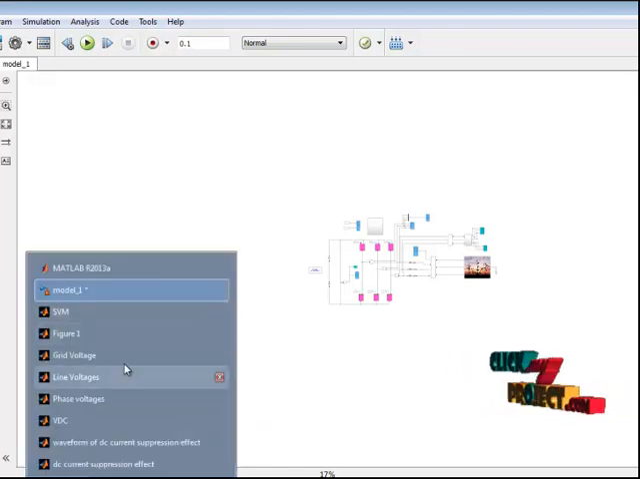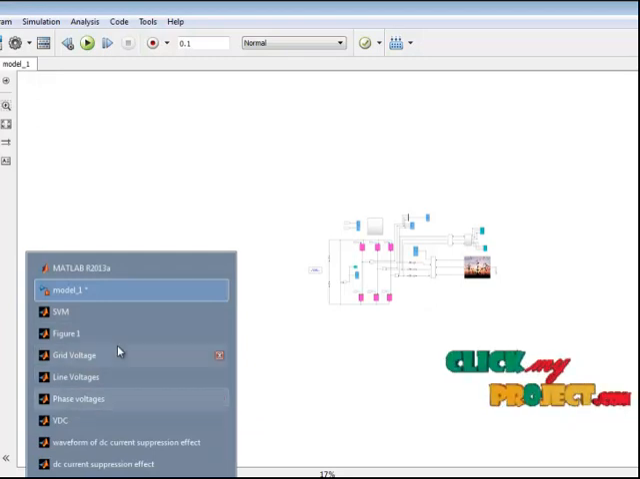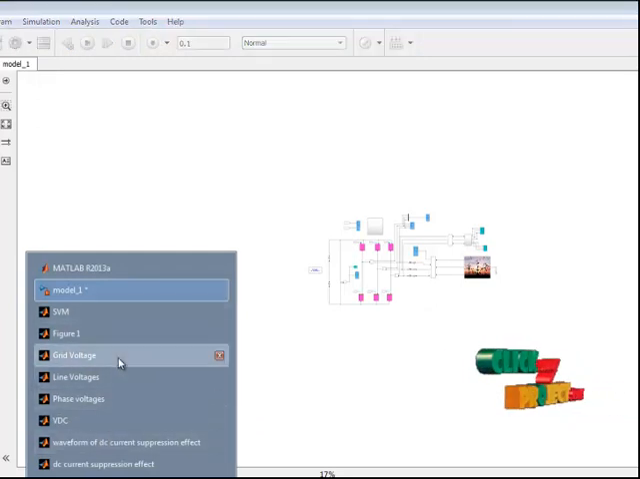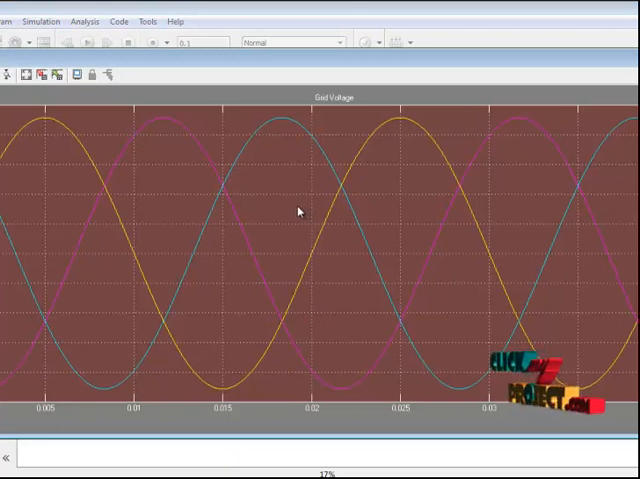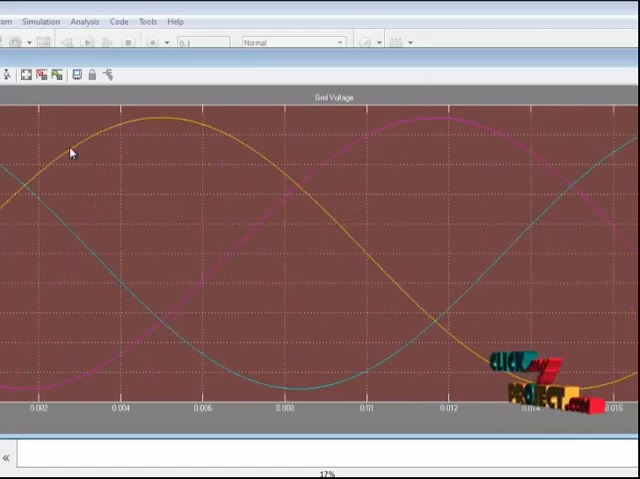First we can see the grid voltage. This is a 230 volt grid voltage, a purely sinusoidal wave.